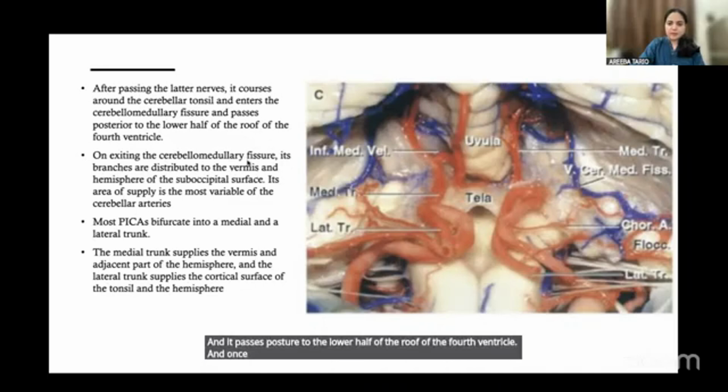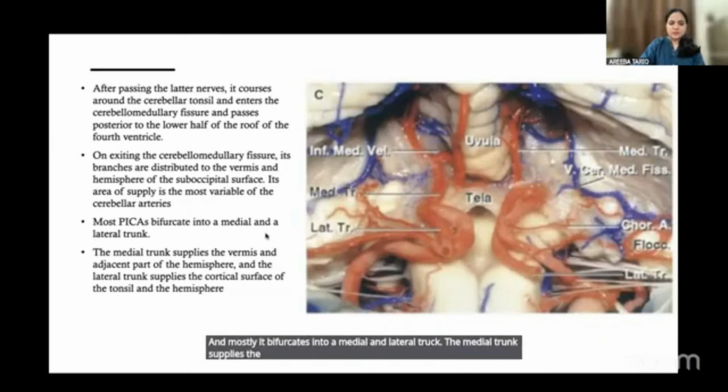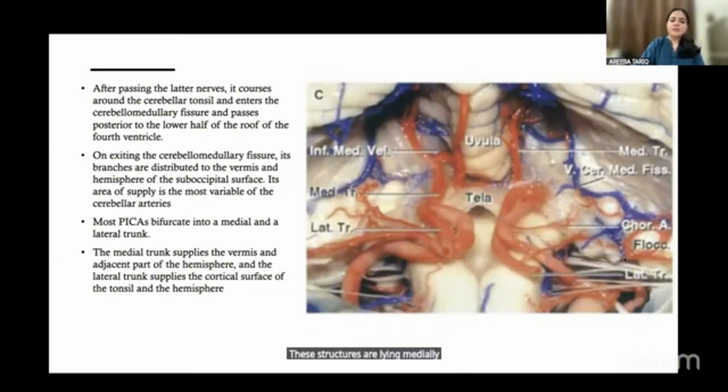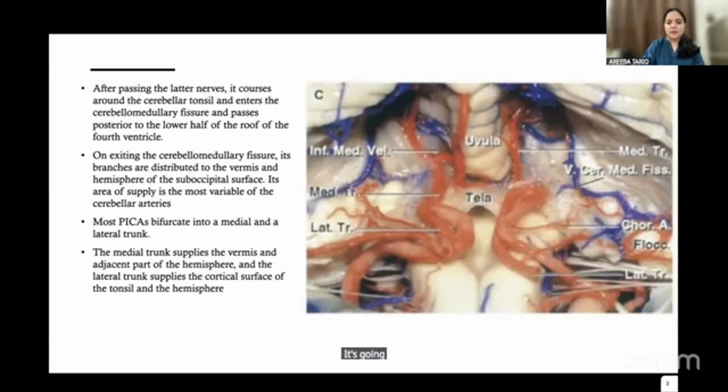Once it enters the cerebellomedullary fissure, its branches are distributed to the vermis and hemisphere of the suboccipital surface. And mostly it bifurcates into a medial and lateral trunk. The medial trunk supplies the vermis and adjacent part of the hemisphere because these structures are lying medially, and the lateral trunk is going to supply the cortical surface of the tonsil and hemisphere because it lies laterally.